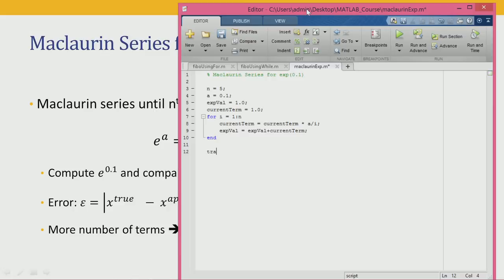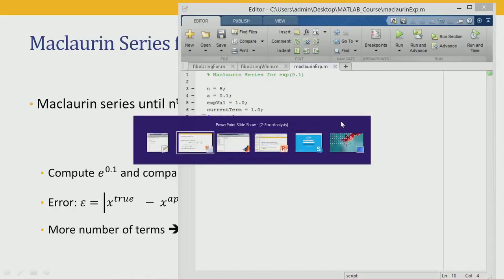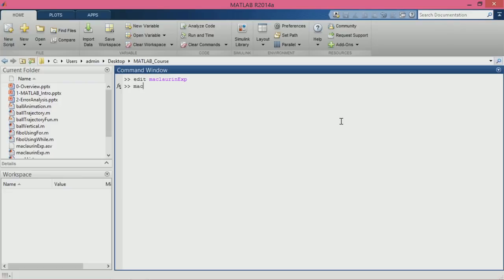Let us say true val equal to exp 0.1 and error equal to abs of true val minus exp val. Okay. So, we save this and we will run. Let us go to MATLAB and run it, and we get this result.